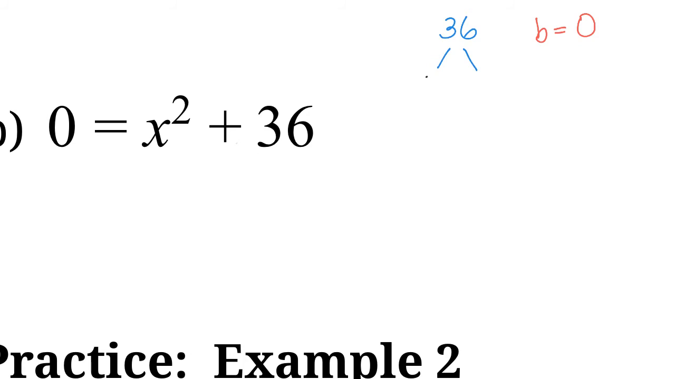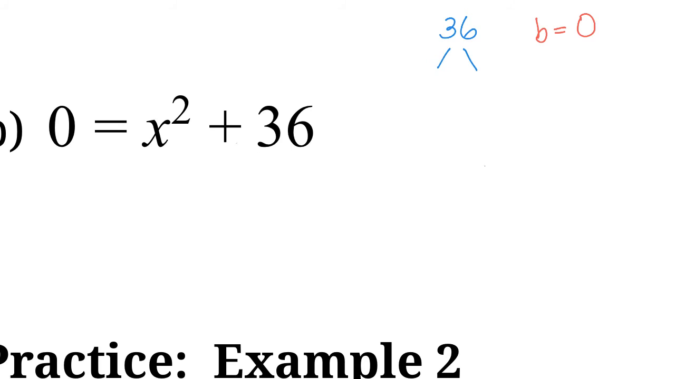Okay, so let's try 6 and 6. So I know that 6 multiplied by 6 is 36. However, 6 plus 6 is not going to give me 0. That's going to give me 12. Okay, so 6 and 6 are not going to work. So what else could I multiply to give me positive 36? Well, what if I tried negative 6 and negative 6? So negative 6 times negative 6 is a positive 36, so that works. But if I add those two numbers together, negative 6 plus negative 6, that's actually going to give me negative 12. So that combination is not going to work either.